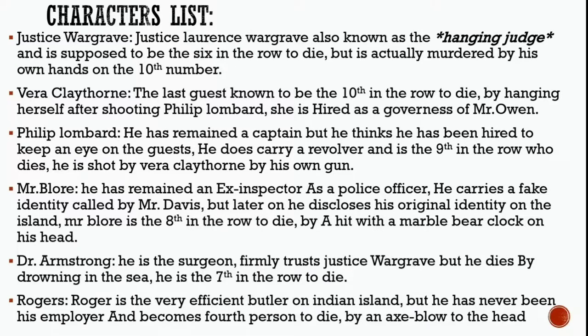The first character is Justice Wargrave. He is known to be a judge, a hanging judge, and is supposed to be the sixth in the row to die, and is actually the one who kills himself, as the 10th. Now I'll explain later on what happens in the story and what does not happen.